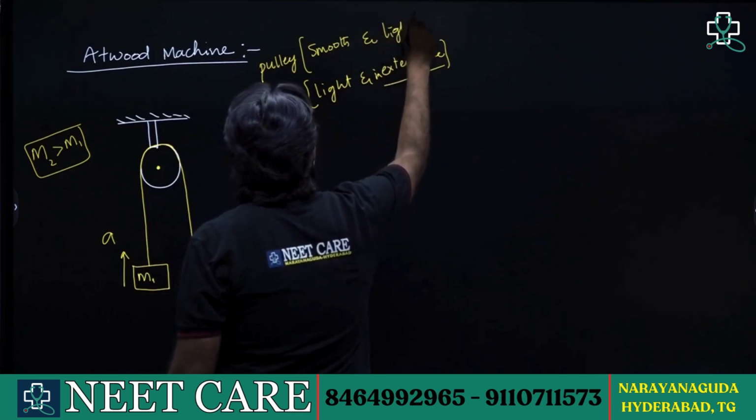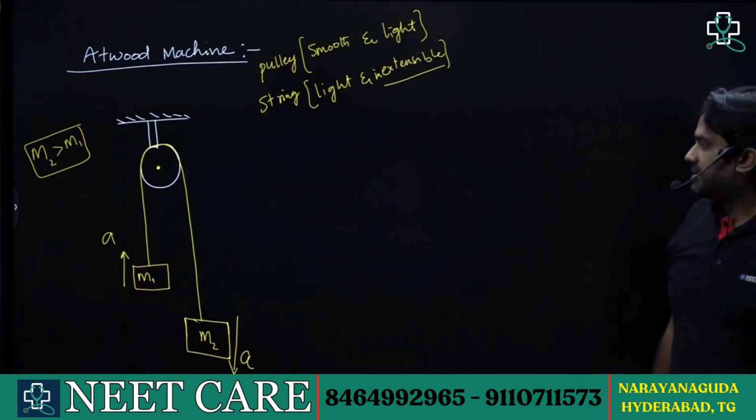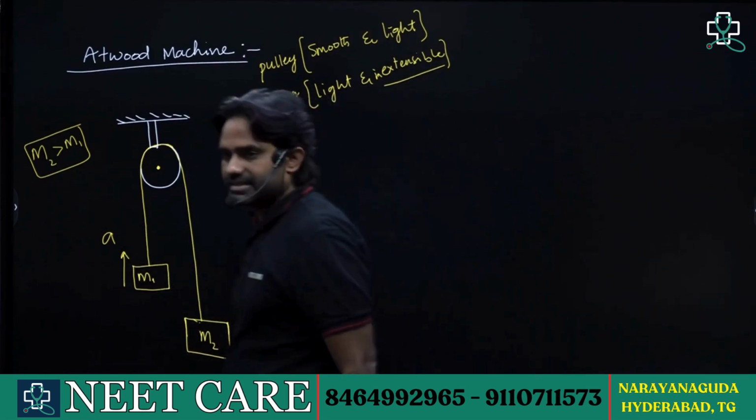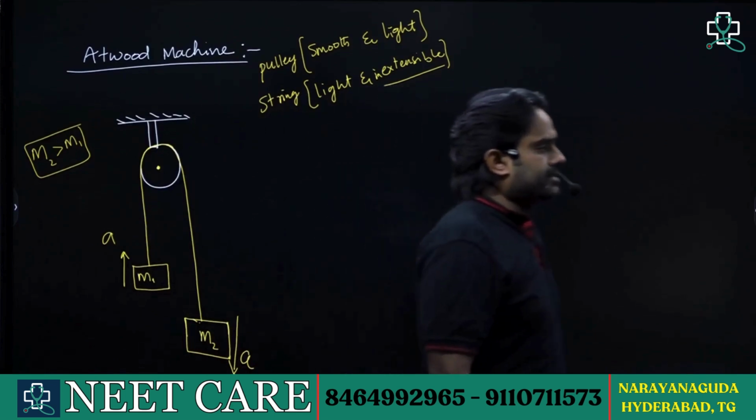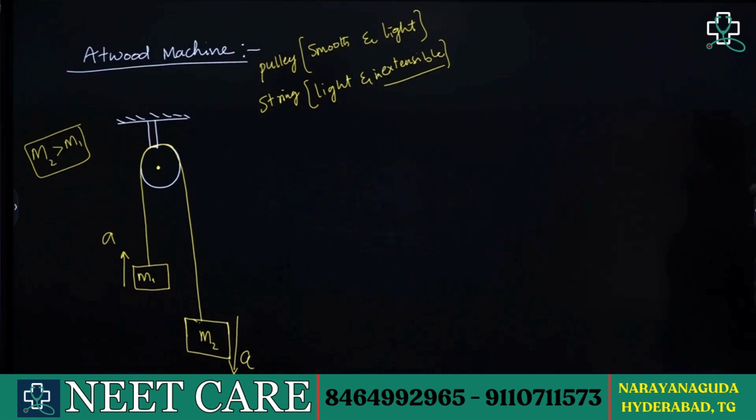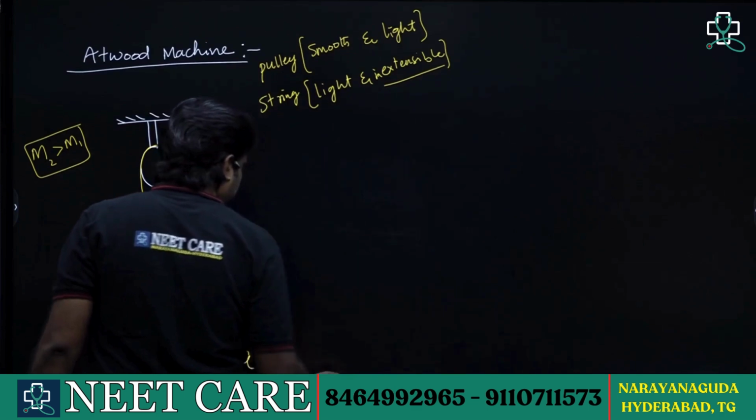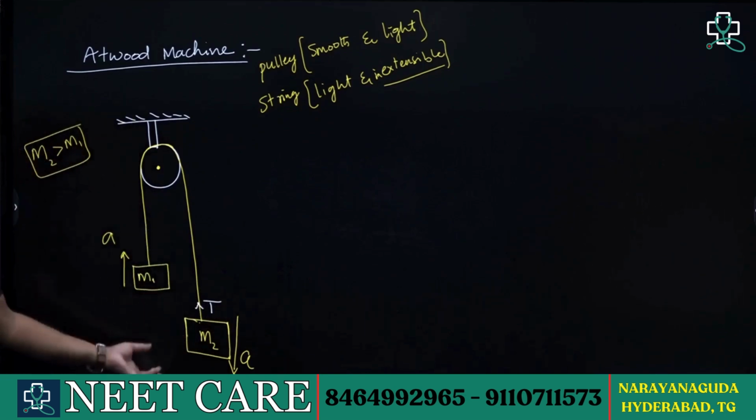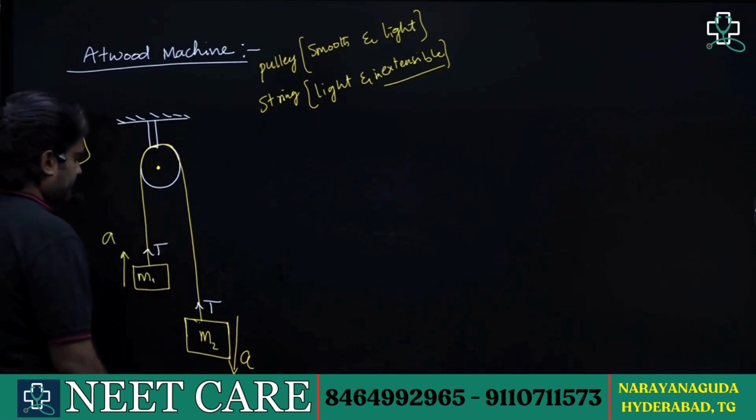Every time, you shouldn't be thinking about whether the pulley is massive or massless. If it is mentioned, then only I have to consider it; otherwise the default assumption is that the pulley is always smooth and light, and the string is always light, inextensible, and massless. Now try to take the free body diagram. Since the string is light and inextensible, tension at any point in the string remains constant, and since tension is a pulling force, on M2 it acts in upward direction, and on M1 also it acts in upward direction.